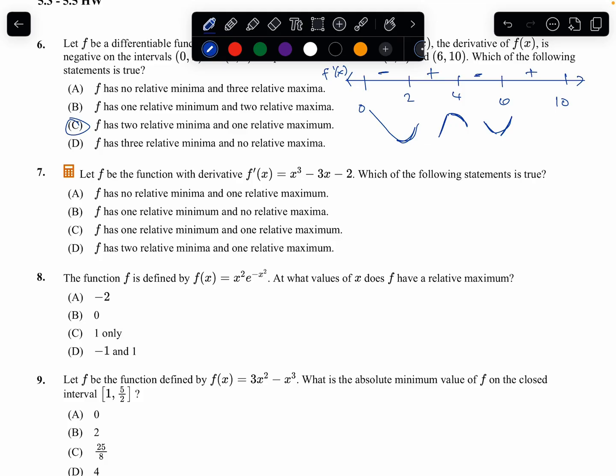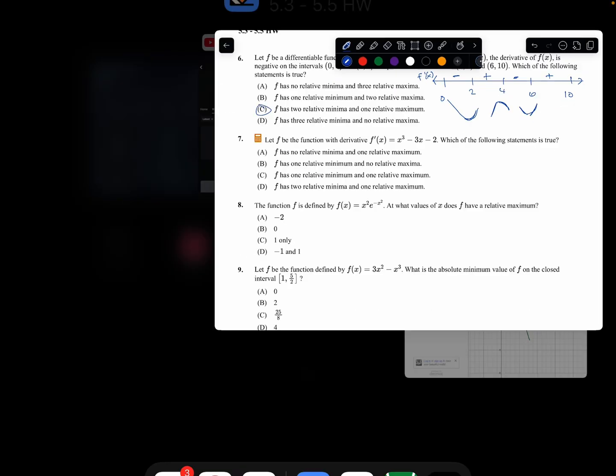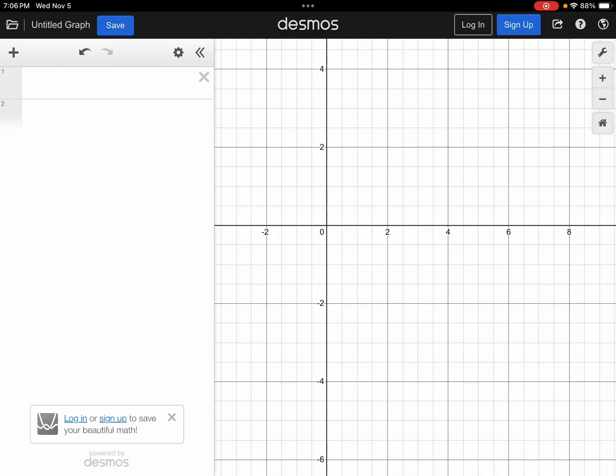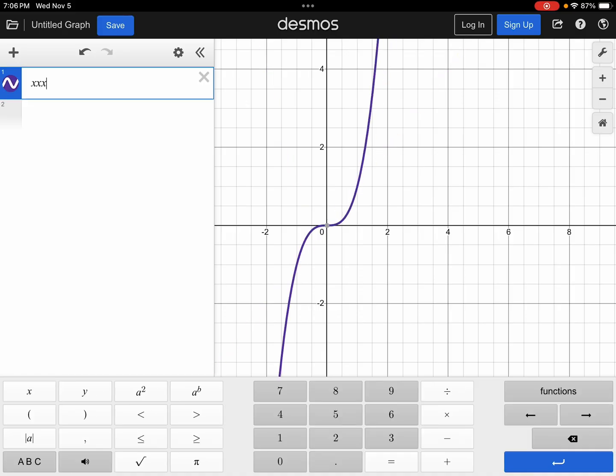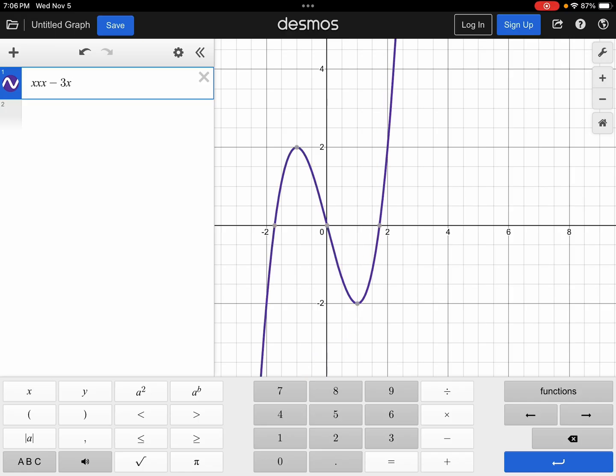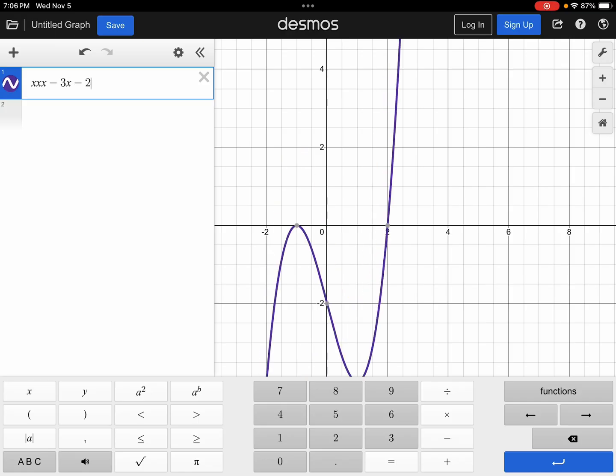Let f be the function given here. Which of the following statements is true? So we have the derivative, and it's kind of the same question. We're just going to use a calculator. So let's go ahead and check this derivative right here. This is a derivative function, by the way, not the actual function. So we have x to the third minus 3x and minus 2.